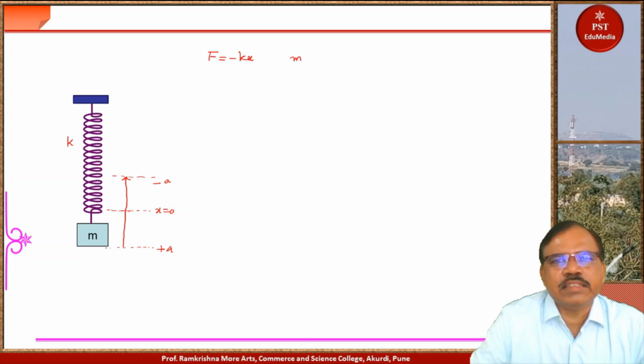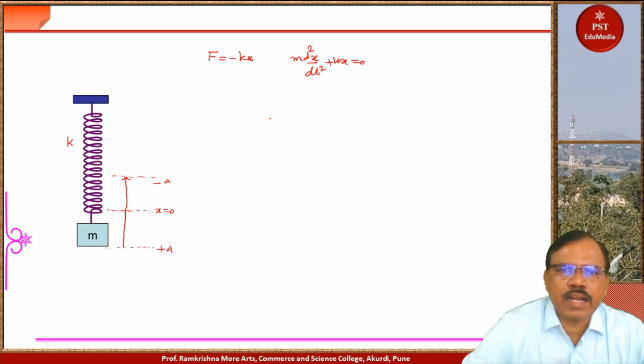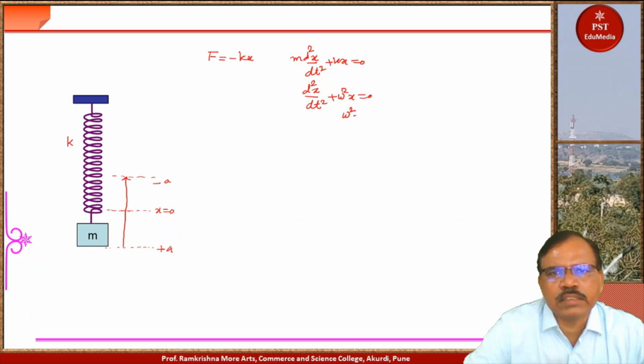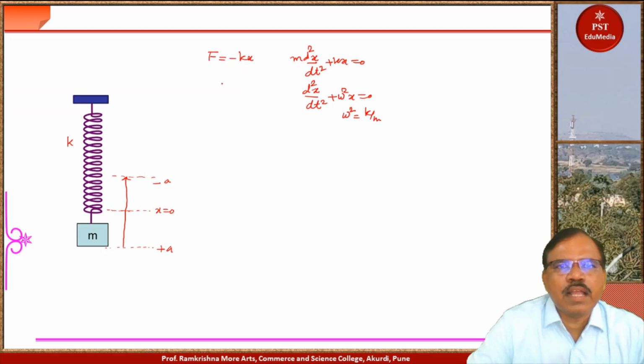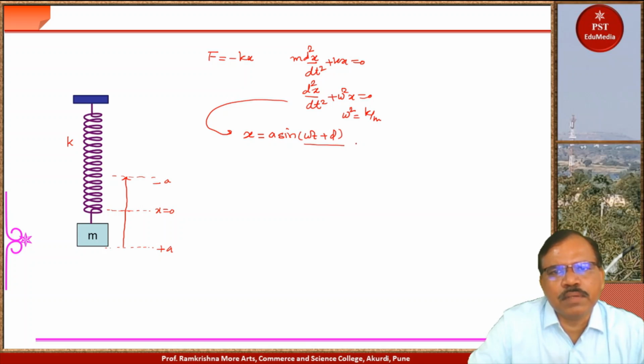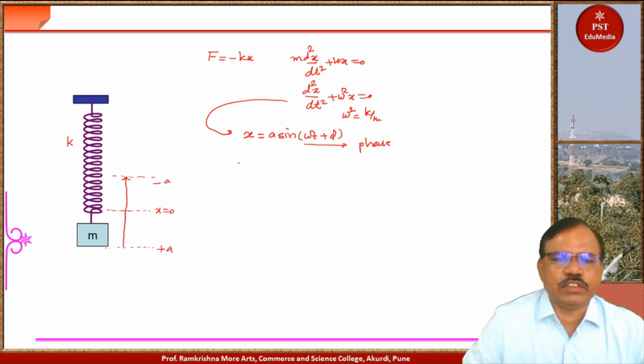We get the differential equation m d2x by dt square plus kx is equal to 0, or we can write this as d2x by dt square plus omega square x is equal to 0, where omega square is k by m. And we get the solution of this, that is called the equation of SHM. It is x is equal to a sine(omega t plus phi), and this omega t plus phi is called the phase, and a is called the amplitude of oscillations.